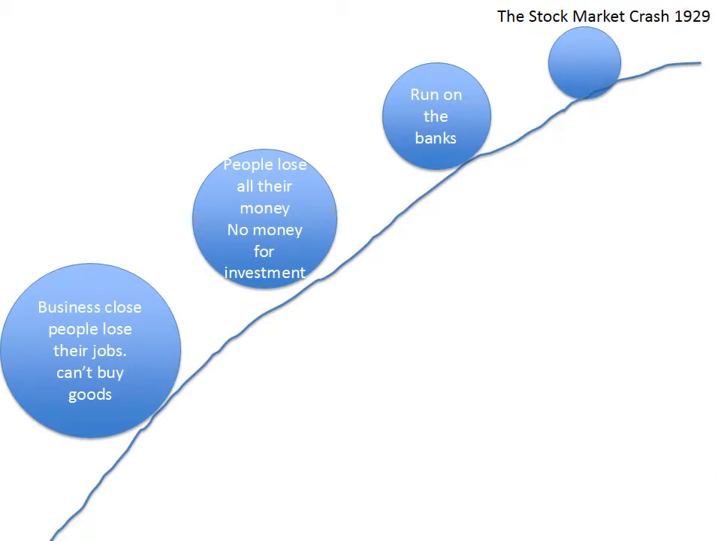So you've got this economic situation of people reaching their potential buying power, and they're making risky speculations in the stock market, and the stock market bursts, causing a run on the bank. People lose their savings, they lose their money for investment, businesses start closing, people are losing their jobs, they can't buy more goods. So it's sort of a snowball effect that causes the Great Depression.